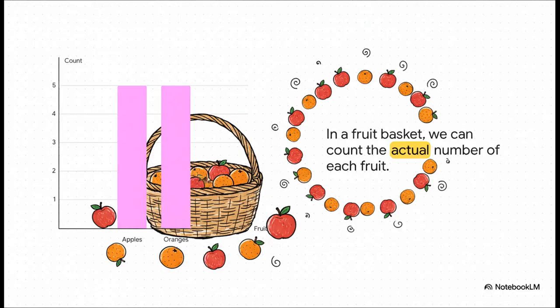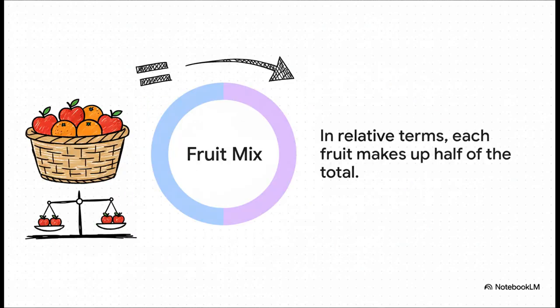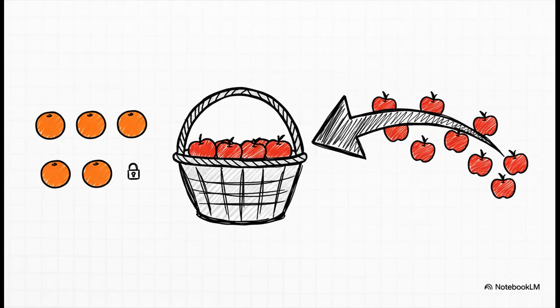Okay, let's make this super simple. Imagine we have a fruit basket. If we talk in absolute terms, it's easy. We count them up, we've got 5 apples and we've got 5 oranges. The actual number of each is 5. Simple enough, right? But what if we look at this in relative terms, percentages? Well, there are 10 fruits in total. So the apples make up 50% of the basket, and the oranges make up the other 50%. Nice and balanced, 50-50.